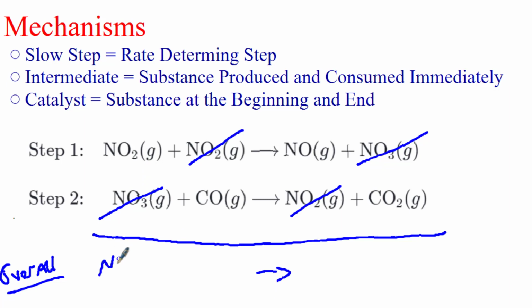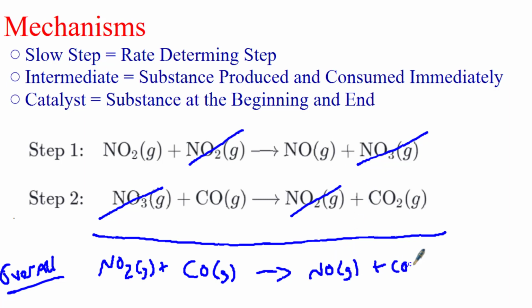We have NO2 gas plus carbon monoxide gas. And that's going to make NO gas and CO2 gas. So this is the reaction that happens overall. Now, you can see if that reaction happens overall, it didn't happen in one step.